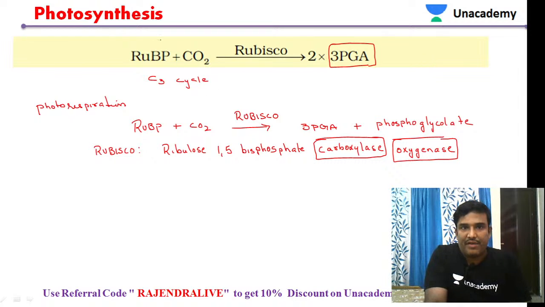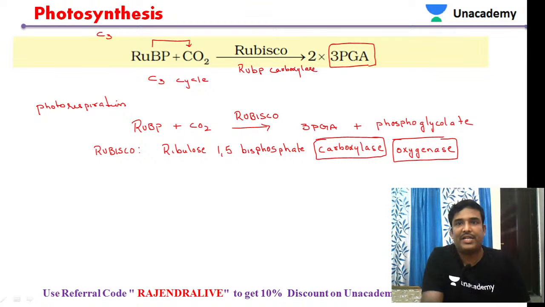When RuBP reacts with carbon dioxide in the C3 cycle, the Calvin cycle, RuBP carboxylase is active. The carboxylase enzyme will be active here, and because of that you get two molecules of 3-phosphoglyceric acid.